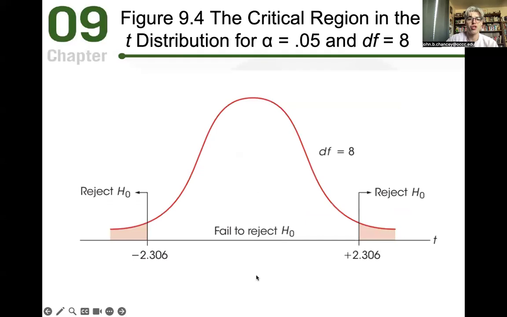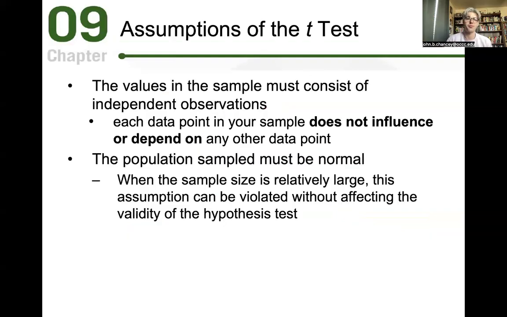So our rejection regions, again, are going to be in these tails, and it's determined by our alpha level. It's also determined by our degrees of freedom. So you would go and look at the t distribution for an alpha level of 0.05, degrees of freedom 8, and that would give you these two critical values on the left and right hand side. Anything that falls in between, we fail to reject the null hypothesis.